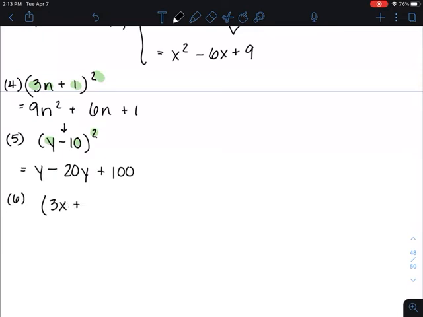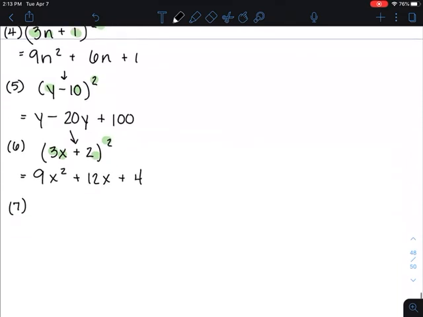Let's look at number 6. Number 6, we have 3x plus 2 squared. So we square the first term, 3x times 3x. So 3 times 3 is 9. X times x is x squared. Multiply everything together. 3 times 2 is 6, times 2 is 12. Keep this sign, so plus 12. Don't forget the x, so we have to multiply by x as well. And then square the last term. 2 times 2 is 4. Are you getting the hang of it yet?